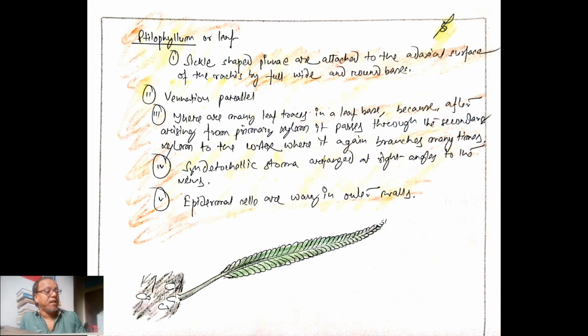The venation is parallel. There are many leaf traces in a leaf base, because after arising from the primary xylem, it passes through the secondary xylem to the cortex, and where, that is in the cortex, it again branches many times. Regarding the stomata, stomata is syndetocheilic and arranged at right angles to the veins, and epidermal cells are wavy in outer walls.